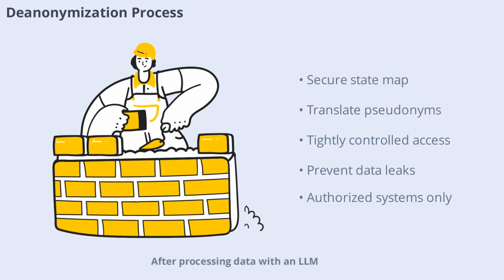After processing data with an LLM, it's often necessary to de-anonymize the output. Use a secure internal state map to translate pseudonyms or hashes back to their original values. This process must be tightly controlled to prevent leaks, ensuring that only authorized systems can access the mapping.